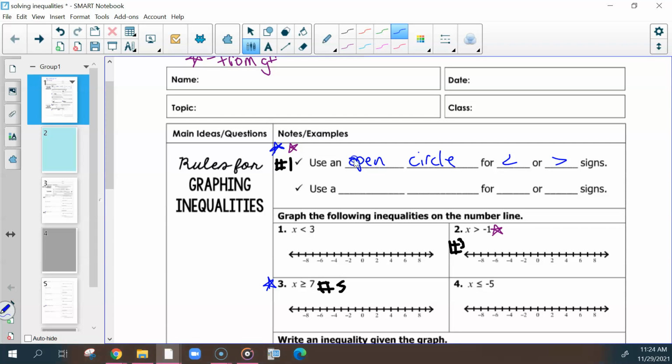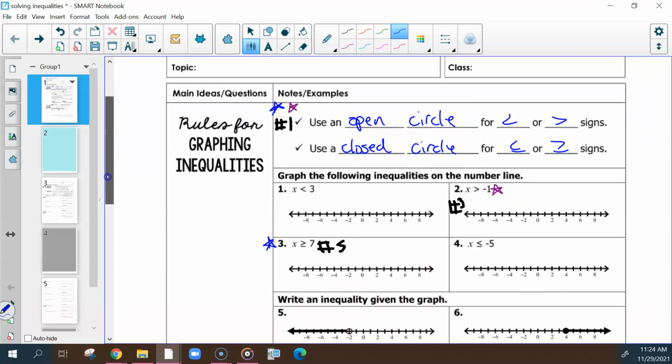And a closed circle for less than or equal to or greater than or equal to signs. So if it has the line underneath the inequality to mean it's equal, we're using a closed circle, it is included. If it does not have that equal to, it is not included. It is not also equal to, so it would be open.